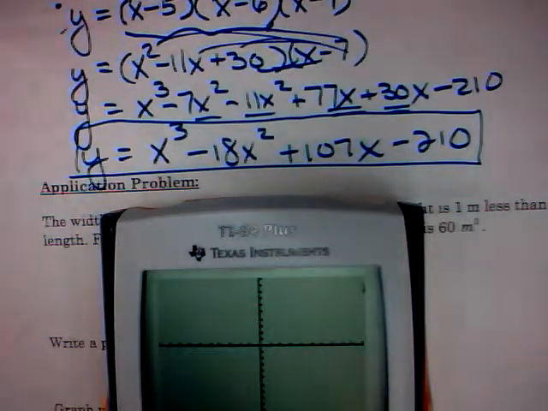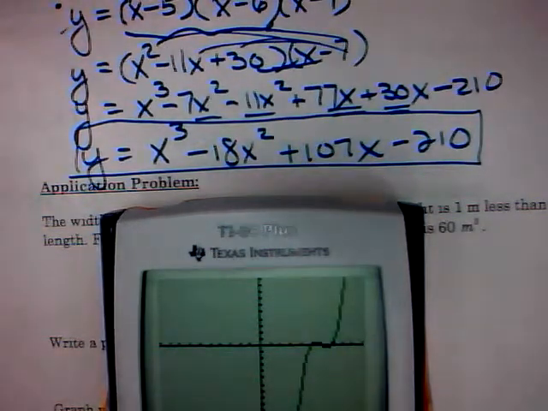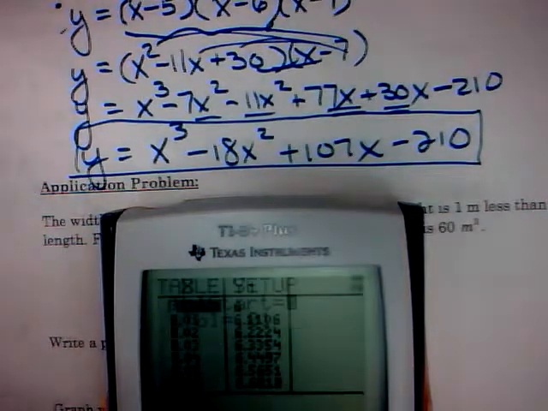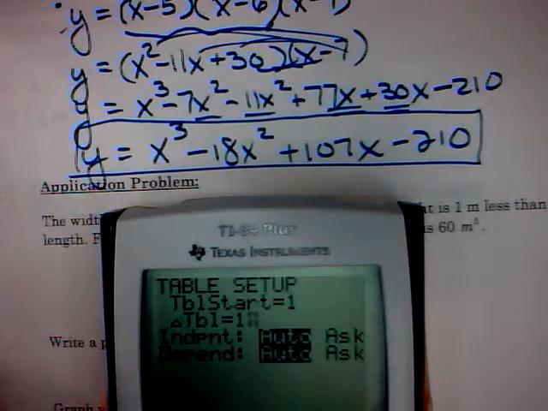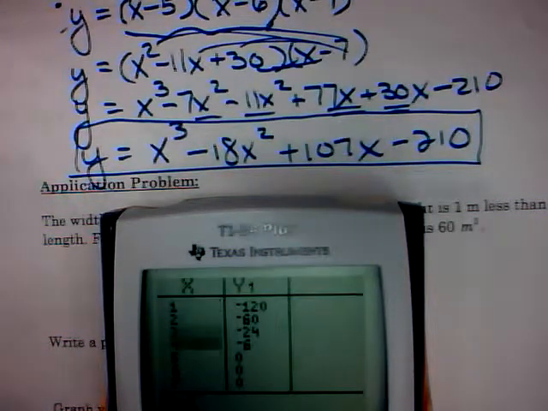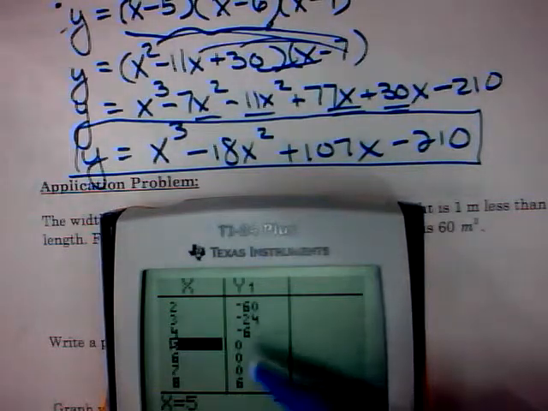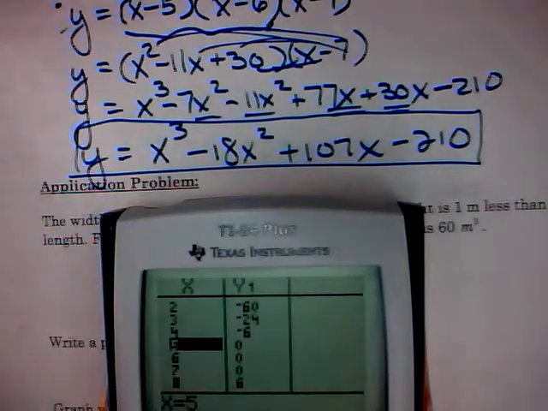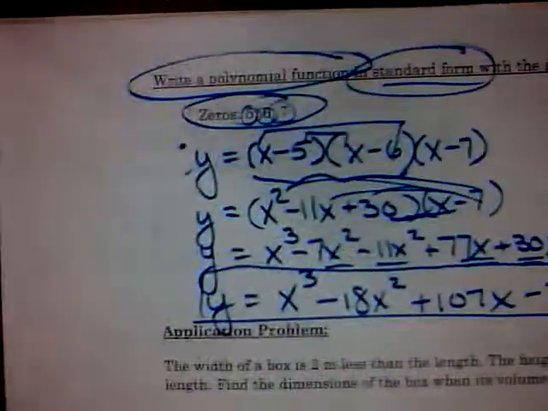we should have x-intercepts at 5, 6, and 7, and it looks like it's pretty close to 5, 6, and 7 there. I'll go to my table of values. Let me switch this to count by ones, go to the table of values, and if we go to 5, 6, and 7, you can see that the x-intercepts are 5, 6, and 7. Okay? So that's how you write it in standard form.